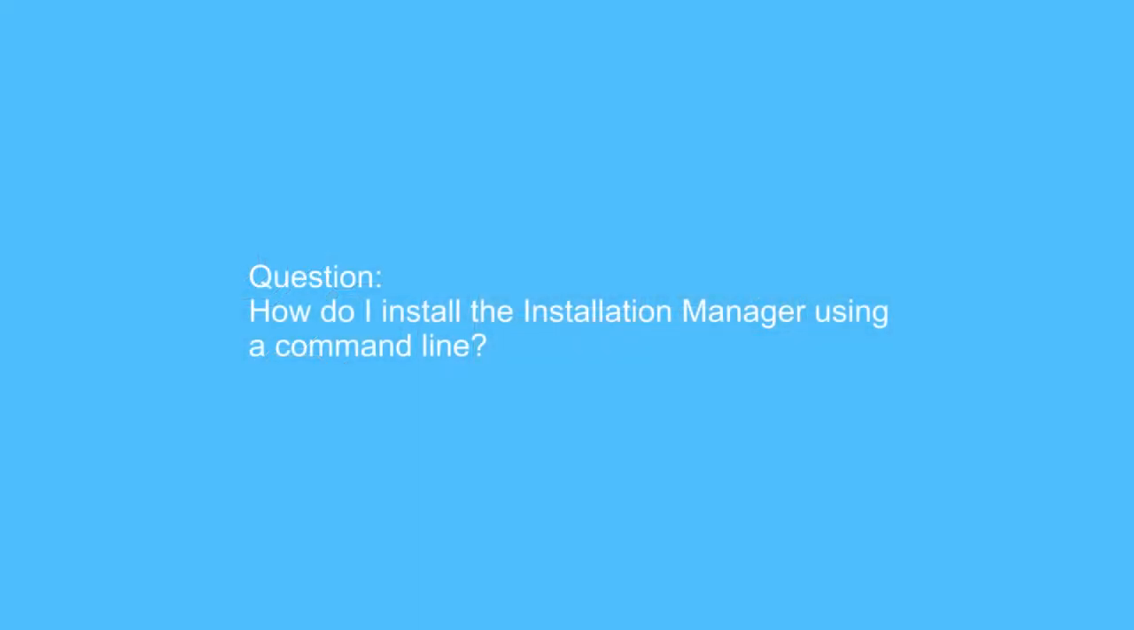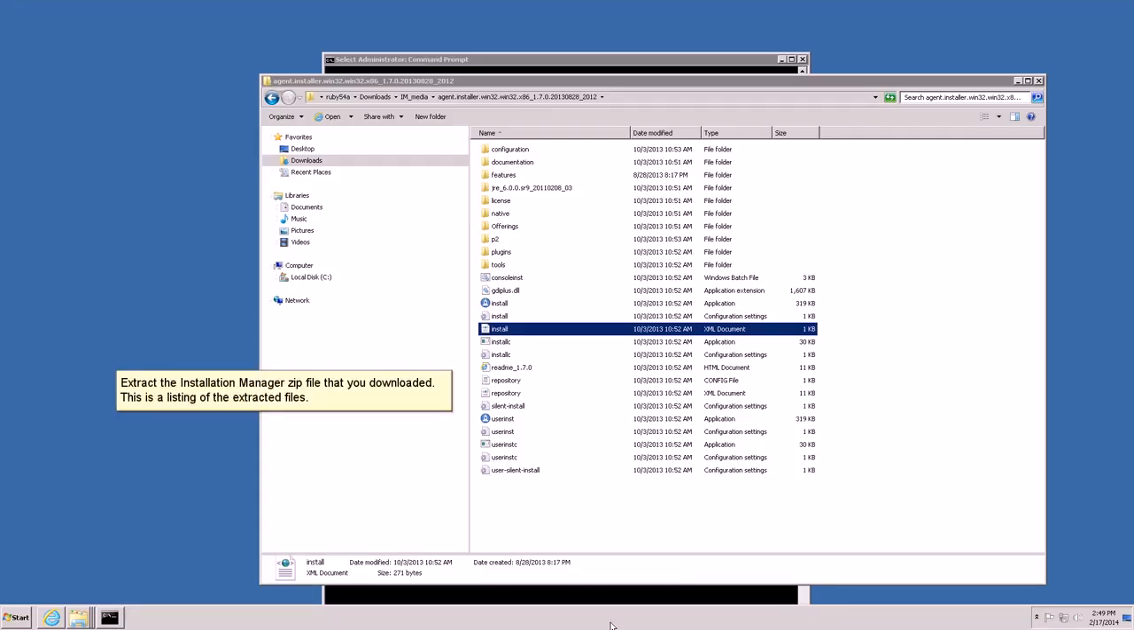Question: how do I install the Installation Manager using a command line? Extract the Installation Manager zip file that you downloaded. This is a listing of the extracted files.